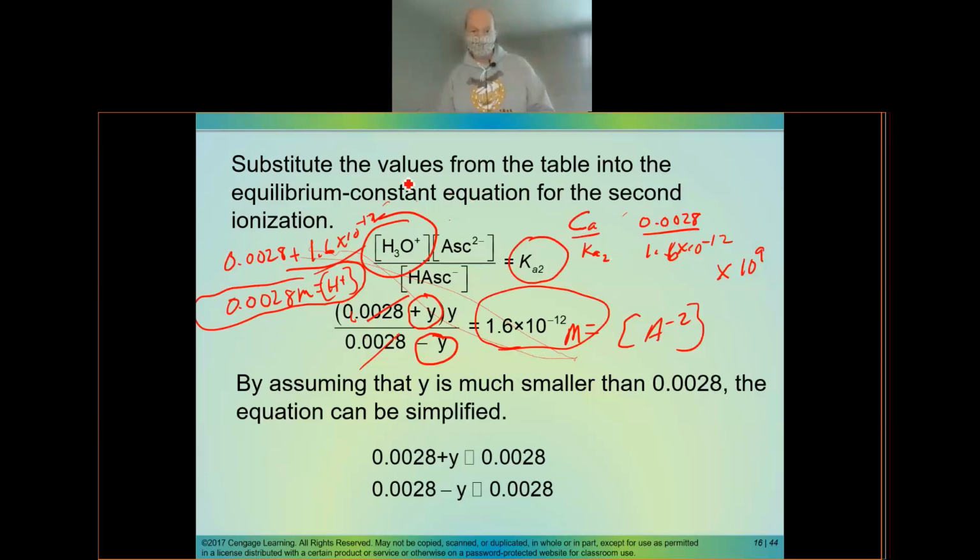It increased it by such a small amount. If you use your sig figs, it doesn't make any change at all in your concentration of H plus. So if you just want the pH, you just have to do Ka1. If you want the A minus 2, you don't have to do anything. You just find Ka2, and that's your answer. So your A minus 2 concentration is always equal to Ka2.